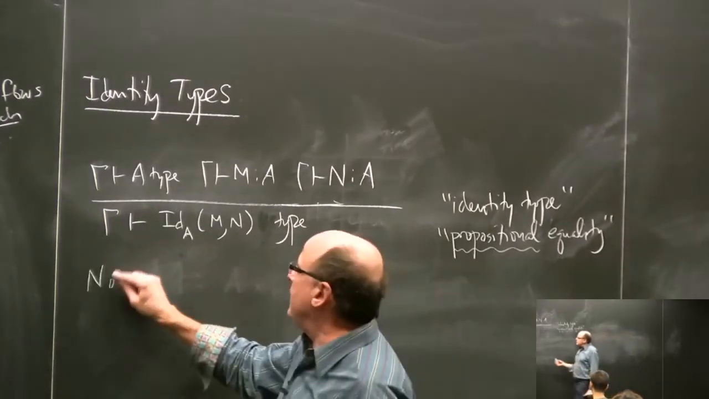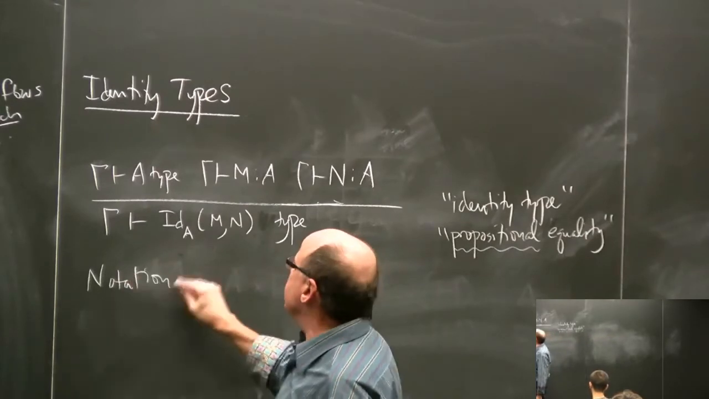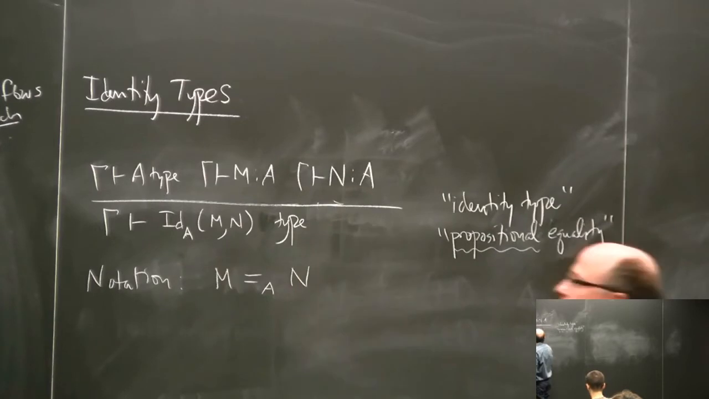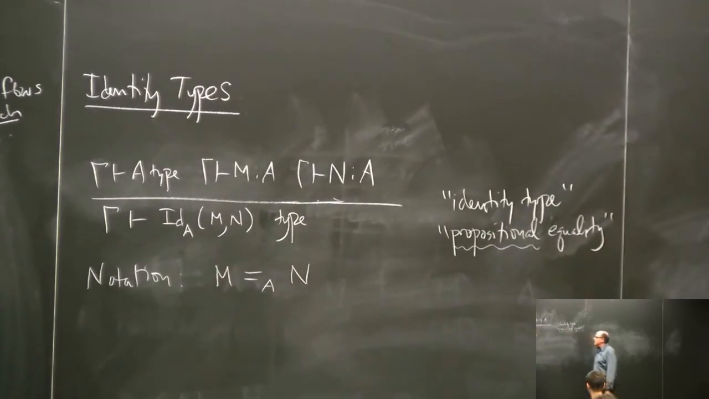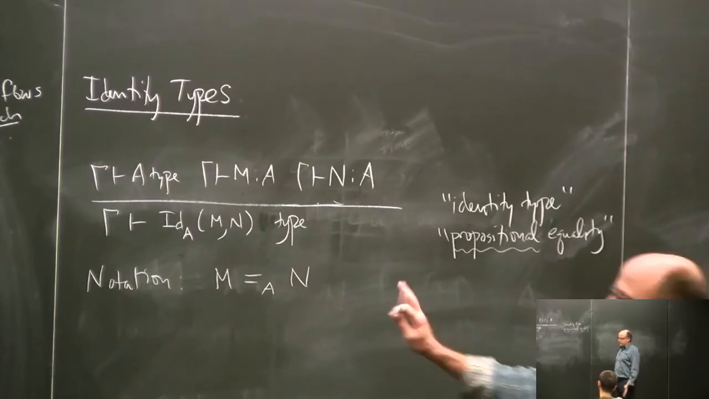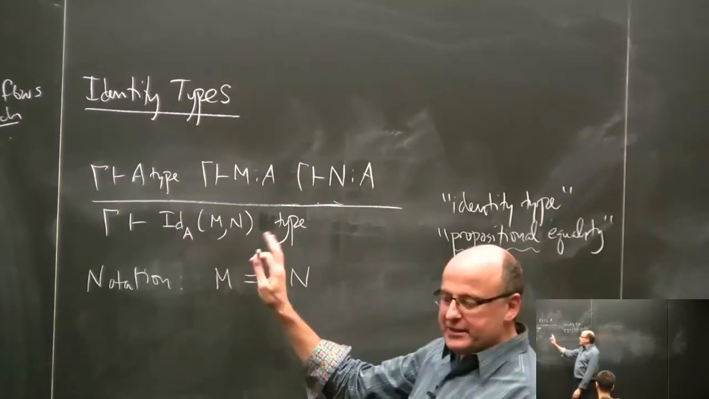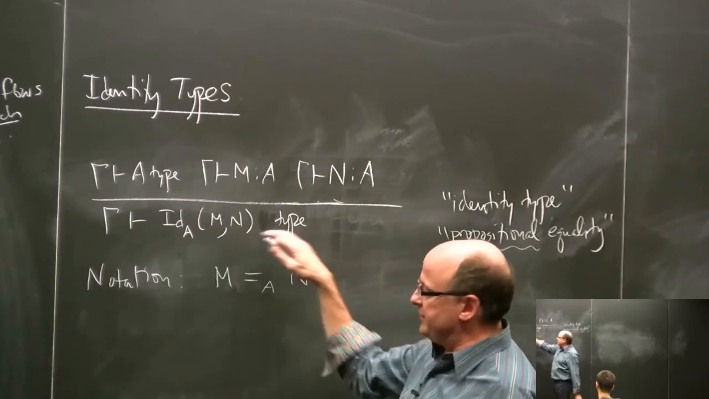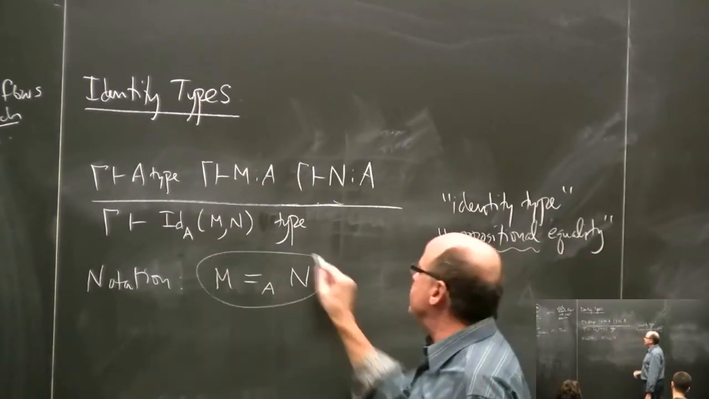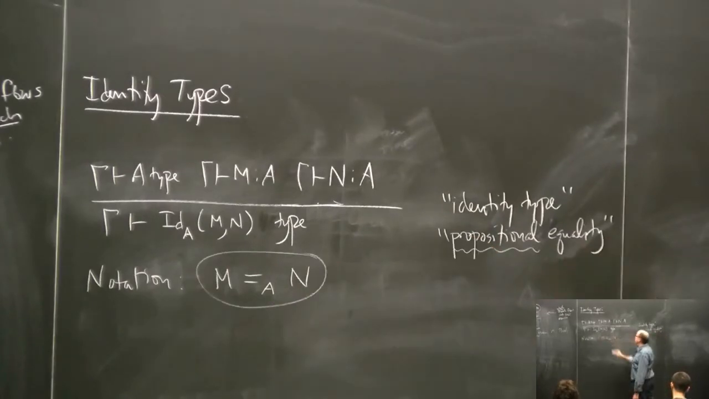And in fact, as a matter of notation, I'll sometimes write this as M equals_A N because it looks a little nicer, okay? But don't lose track of the fact that it's a type. It's not a judgment of equality, it's a type. So at least at the beginning, it feels a little better to use this more standardized notation and write it like that. A lot of times I'll write this, but do remember it's a type. So this is just a notation for that.